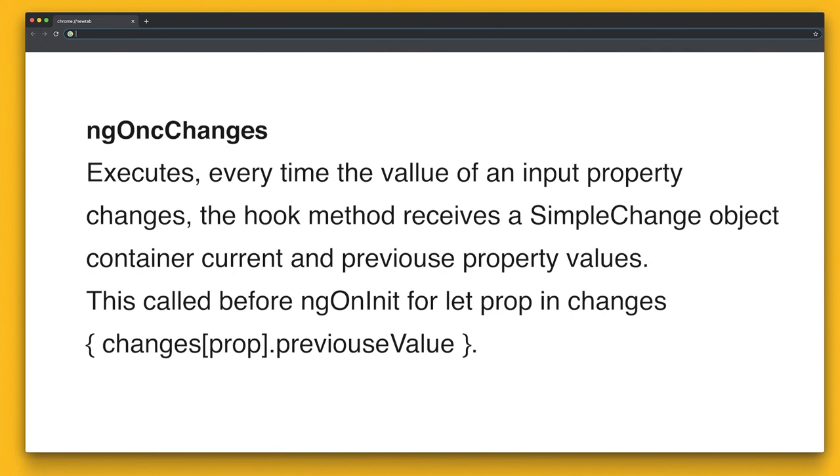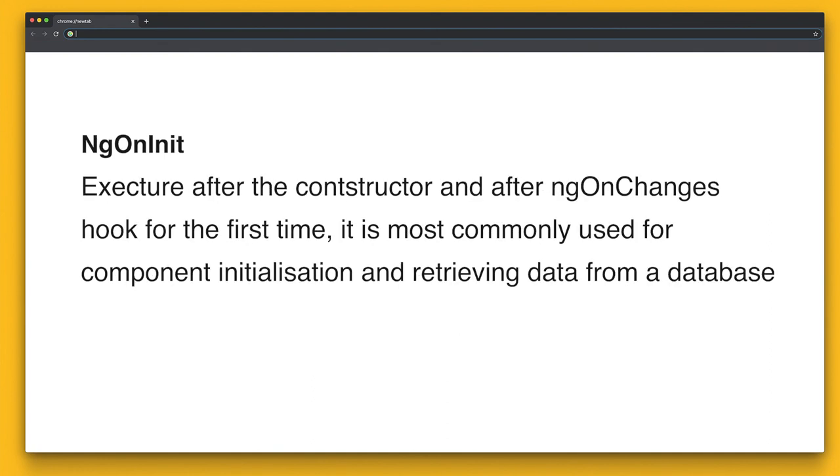So, summary. ngOnChanges executes every time a value of an input property changes. The hook method receives a SimpleChanges object containing current and previous property values. This is called before ngOnInit. You can also loop through the changes and actually store each previous change and the new change.